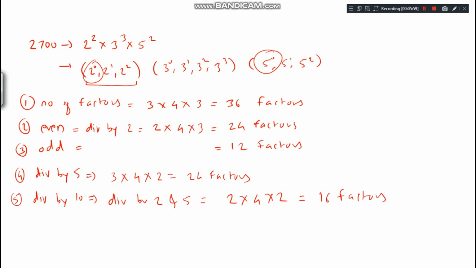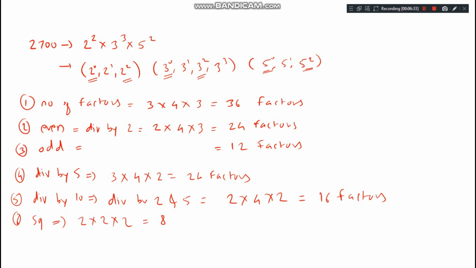Then the question was perfect squares. Now to find squares, it's very simple. In every bracket you have to check how many perfect squares we have. In the first bracket the perfect squares are 2 to the power 0 and 2 to the power 2. In the second bracket we again have two perfect squares, 3 to the power 0 and 3 to the power 2. And in the third bracket we have two perfect squares, powers 0 and 2, right? So the count should be 2 into 2 into 2, which is nothing but 8 factors.